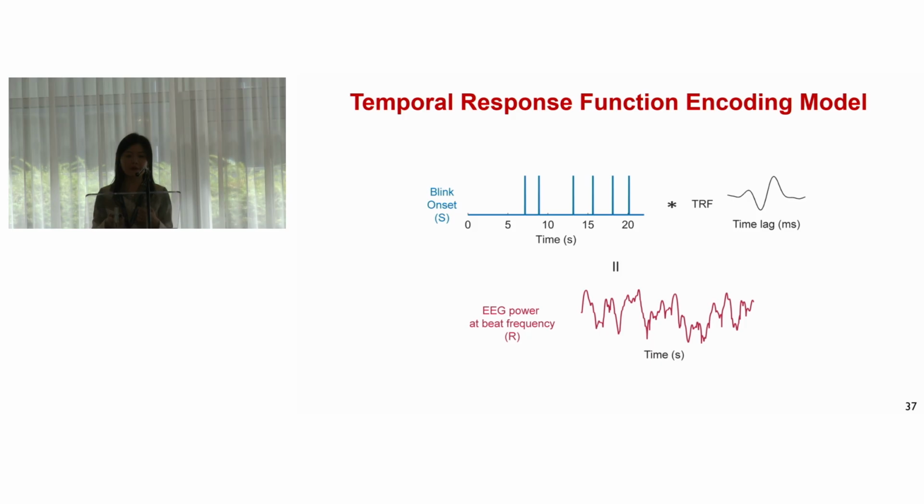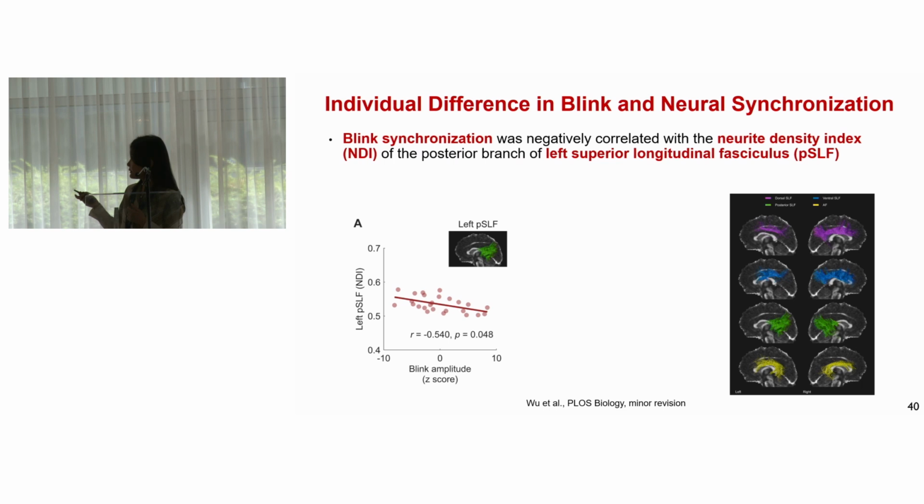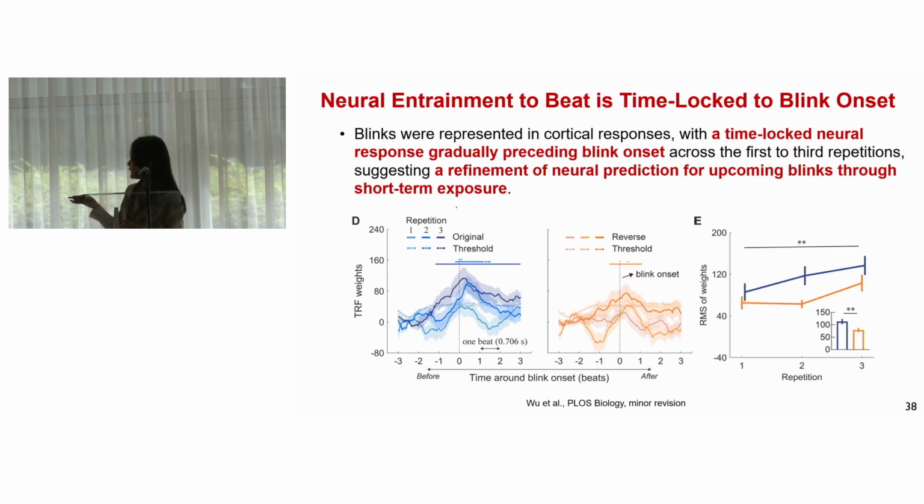And next, we also use a temporal response function encoding model, for those not familiar with this technique. We treat the blink onset as a stimulus and the EEG power at the beat frequency as a neural response. So we calculate the temporal response functions in this process. And we found that the time point of zero is the blink onset. We can see our neural response to the beat rate actually is time locked to the beat onset.